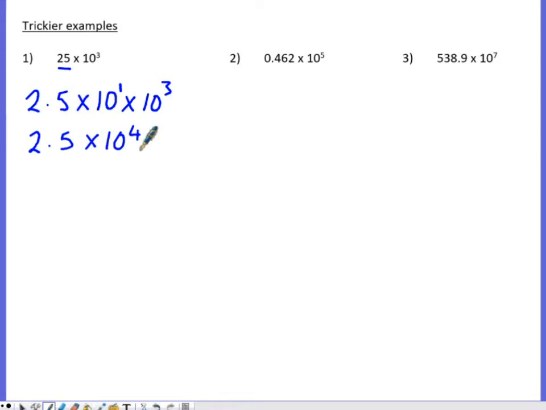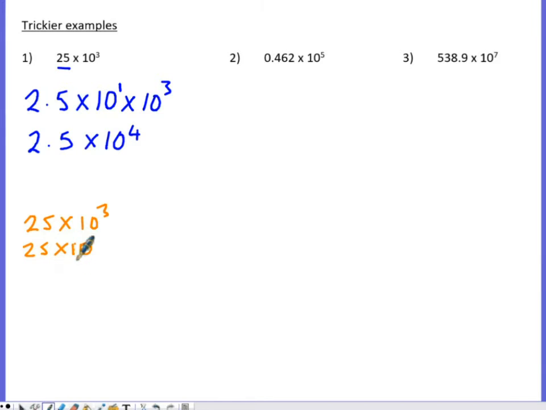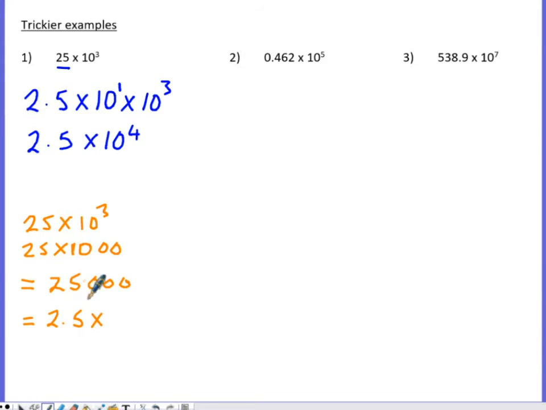Alternatively, you can do it in 2 stages. You could start with this and write it out in full. So if we start with 25 times 10 cubed, 10 cubed is 1,000. Writing this out in full gives us 25,000. And then look at 25,000 and put that back into standard form by putting the decimal point here and saying we've moved it 4 places. Whichever method you prefer.